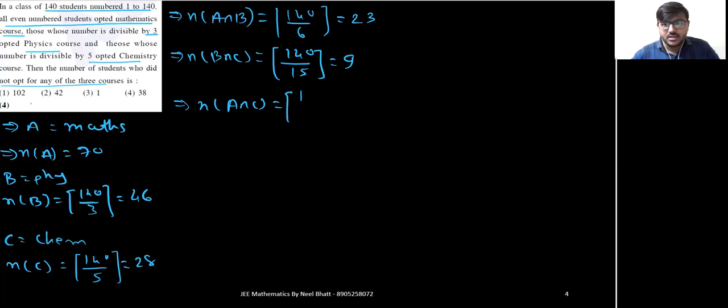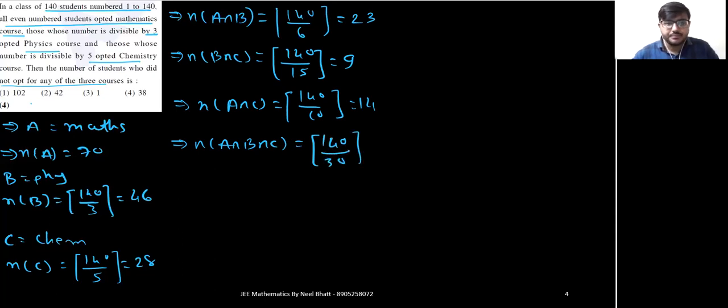Similarly, then let's talk about B intersection C, which is for physics and chemistry. So those whose numbers are divisible by 3 opting for physics, and number divisible by 5 opted for chemistry. So it will be 140 by 15. Approximate answer, or the integer part will be 9. And the last, that is A intersection C. So 2 and 5, which is 10. So 140 by 10, which equals 14. And then let's talk about A intersection B intersection C. So 2, 3 and 5, which is 30. So 140 by 30. So it will be nearly about 4.